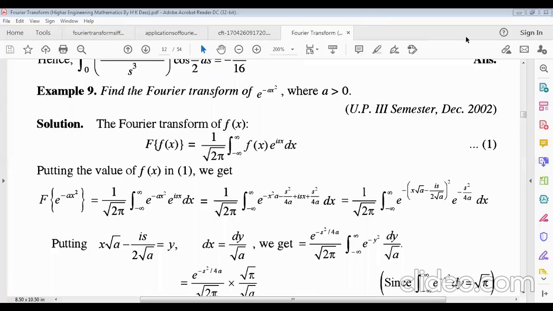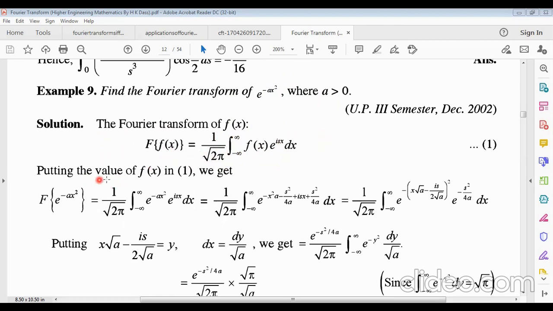Now another example, find the Fourier transform of e to the power minus ax square where a is positive. We have to find out the Fourier transform of e to the power minus ax square. Now we must know the formula of Fourier transform of f of x. What will be? Fourier transform of f of x is 1 by root over twice pi, minus infinity to plus infinity f of x e to the power isx dx. This is the formula for finding Fourier transform of f of x.